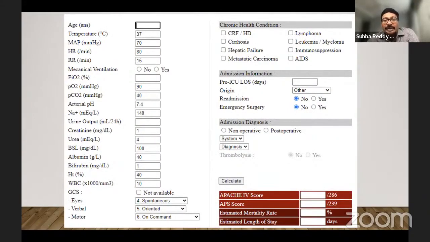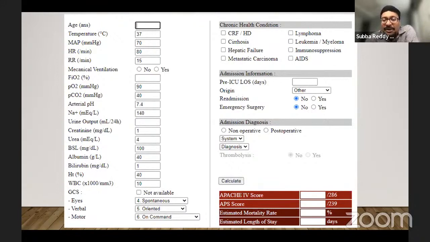This picture, this printout, has to be in each and every patient file, and you need to score Apache for all the patients. Now on your iPhones, you can download the app. When you put in all these variables: age, temperature, MAP, heart rate, respiratory rate, mechanical ventilation yes or no, FiO2, PaO2, PCO2, pH, sodium, urine output, urea, blood sugars, albumin, bilirubin, weight, WBC, GCS, you will get a scoring system. Then for the chronic health conditions, you have to tick them and provide some information.